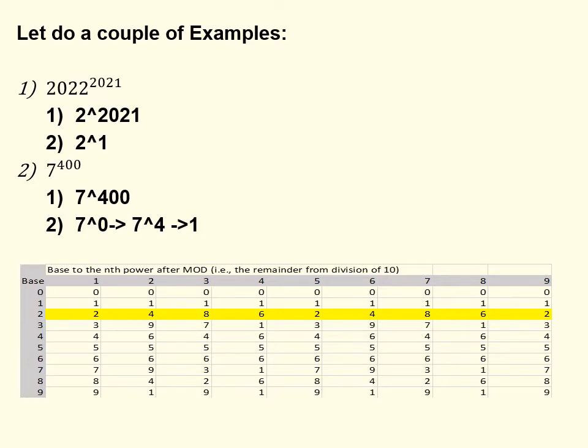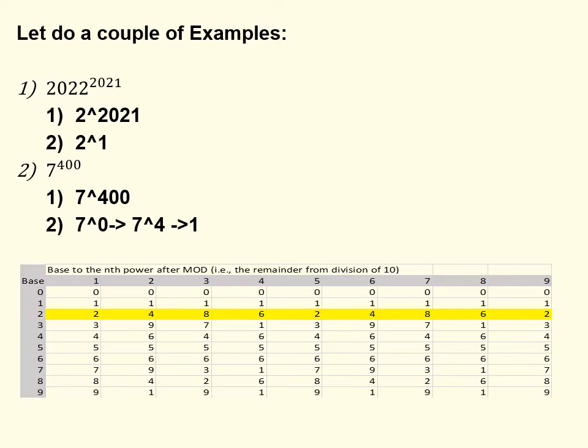Now let's do a couple of examples of this method that we have proved. First, let's take on a bigger number: 2022 to the 2021st power, and the remainder modulo 10 is, first of all, we simplify the base, use the last digit, which is 2. So the problem becomes, what is the remainder of 2 to the 2021st power?